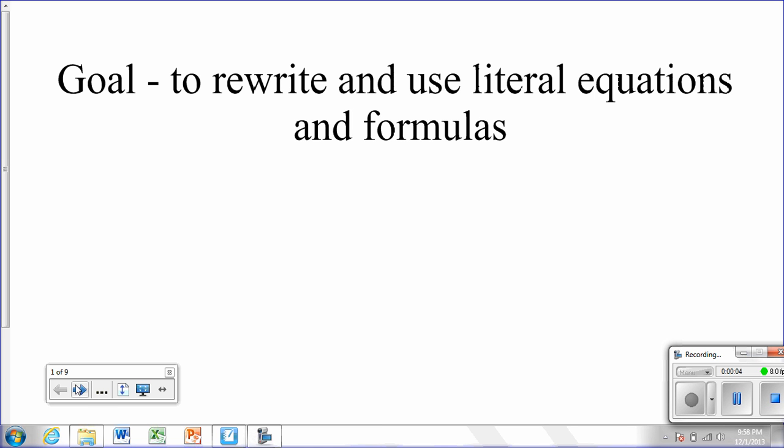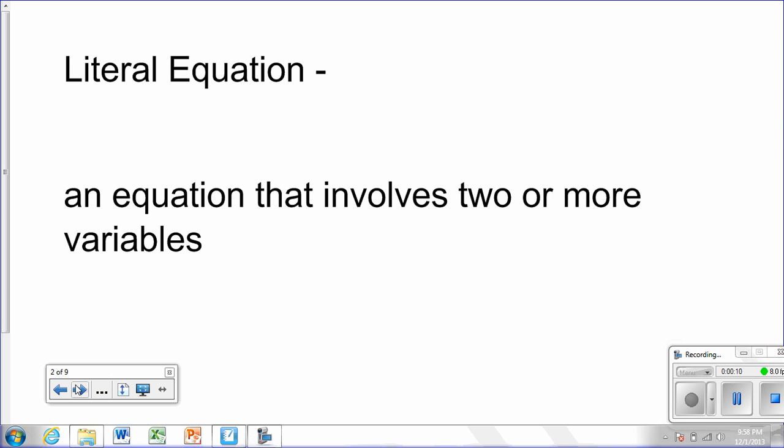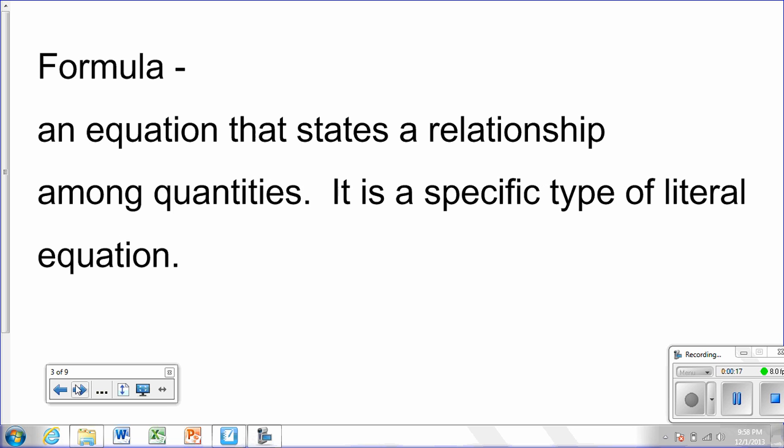Hi everyone, today's goal is to rewrite and use literal equations and formulas. A literal equation is an equation that involves two or more variables. A formula is an equation that states a relationship among quantities. It is a specific type of literal equation.